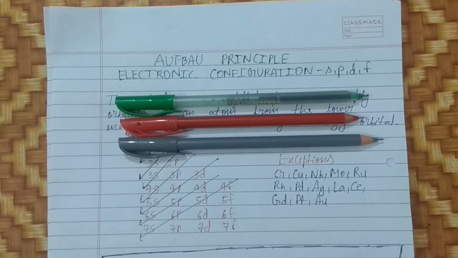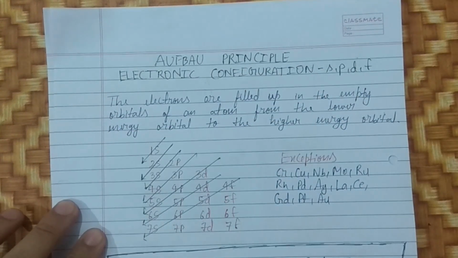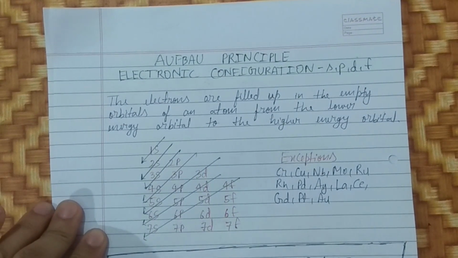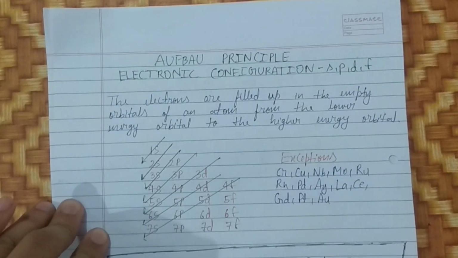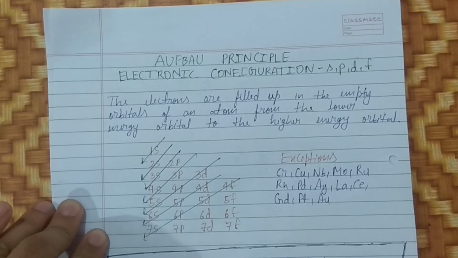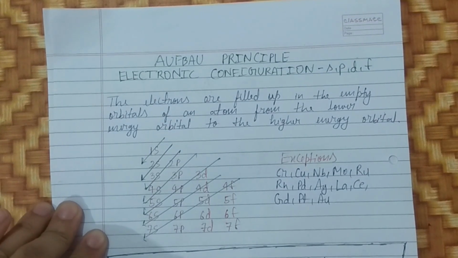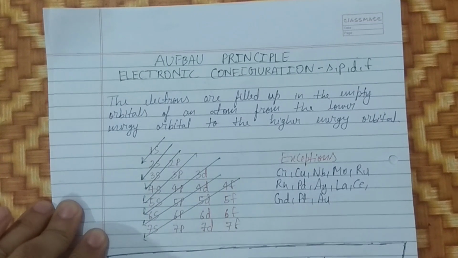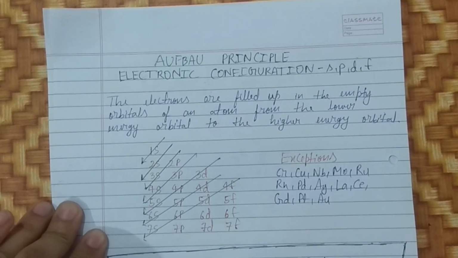So let's get started. The electrons are filled up in the empty orbitals of an atom from the lower energy orbital to the higher energy orbital. It means that the electrons will enter the higher energy orbital only if the lower energy orbital is fully occupied with electrons. It means that the 2s orbital will get electrons only if the 1s orbital is completely filled.